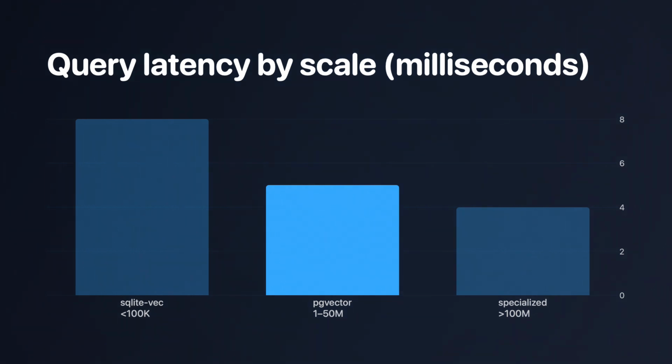Under 100,000 vectors, sqlite-vec gives you sub-10 millisecond queries with literally zero infrastructure, just a file. Between 1 and 50 million vectors, pgvector with an HNSW index answers in under 5 milliseconds, matching or beating the specialized databases once you account for metadata filtering. It's only when you push past 50 to 100 million vectors, or when you genuinely need to shard horizontally across multiple regions, that dedicated databases like Pinecone or Qdrant become architecturally necessary. For almost every other application, the operational simplicity of keeping vectors in your primary database outweighs any specialized indexing advantage.